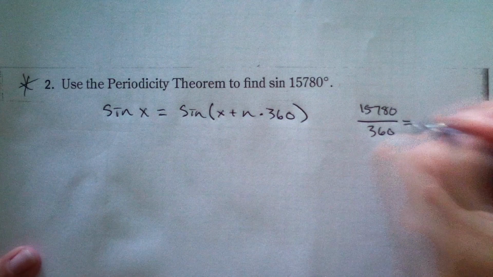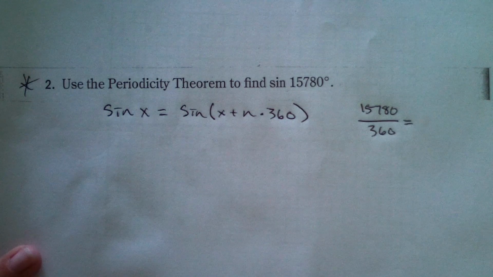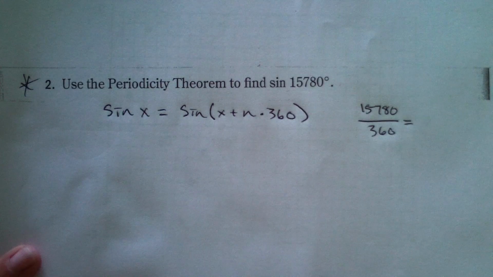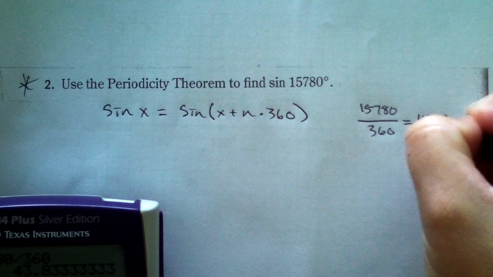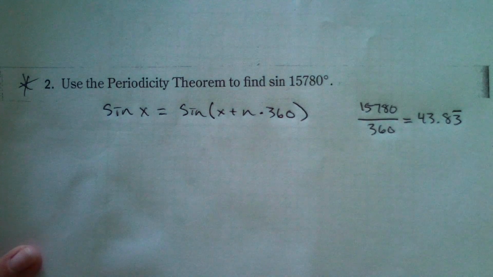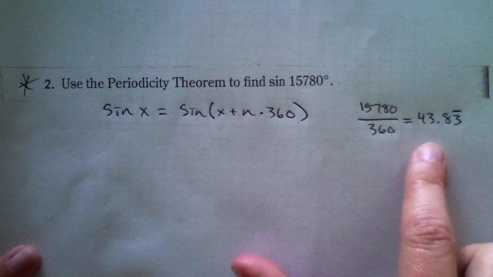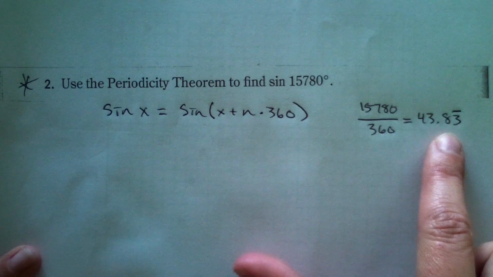So sine of 300 is the same exact thing as sine of that big number there. Follow me so far? If we can figure out what our sine of 300 is, that'll kick out the same answer as sine of 15,780. Sine of 300, that should be on our unit circle, right?